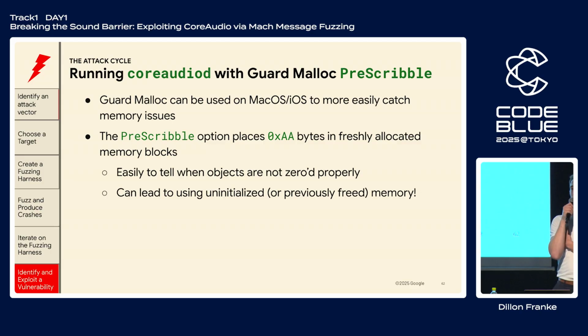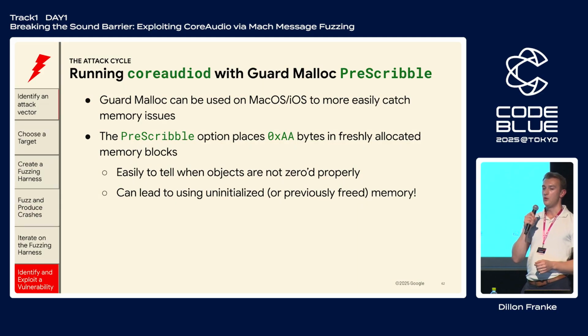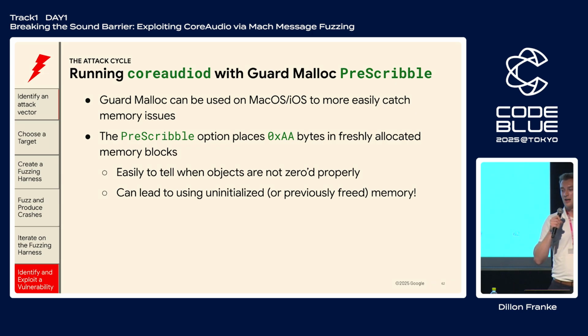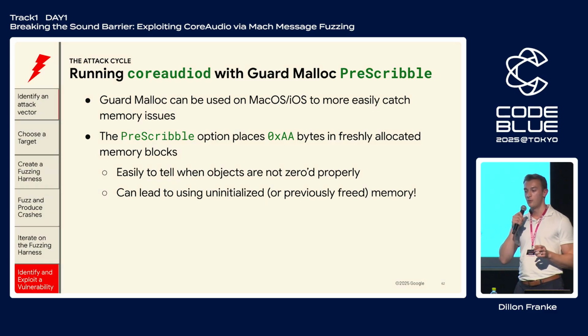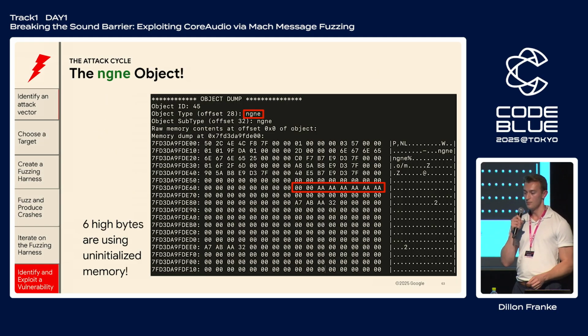So I started thinking about maybe ways that I could do this, and a teammate recommended running CoreAudio with guard malloc, which is a nice memory feature on macOS that can help you catch memory issues. You can pass it this pre-scribble option, and it will allocate hex AA bytes in every freshly allocated memory block. So this makes it really easy to tell when objects don't get zeroed properly and can help you identify uninitialized memory being used. And so I ran that, and then I ran my object dumper script, and sure enough, at offset 68 of this engine object that you see here, there was a bunch of A's that were present.